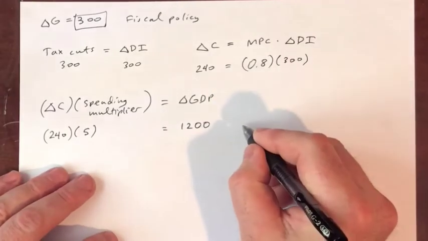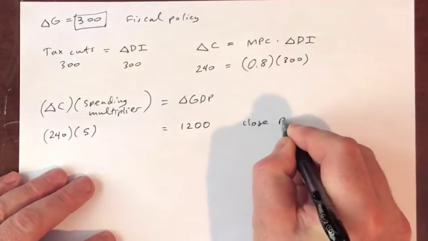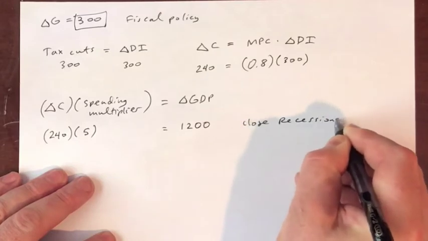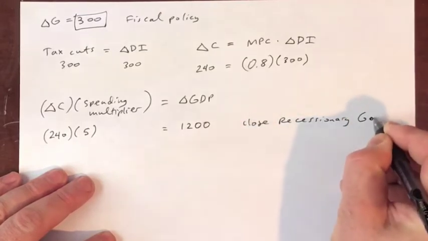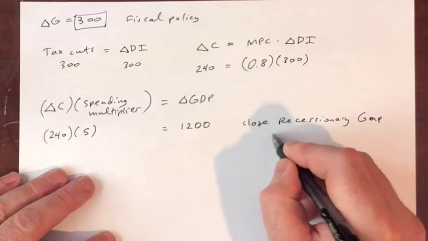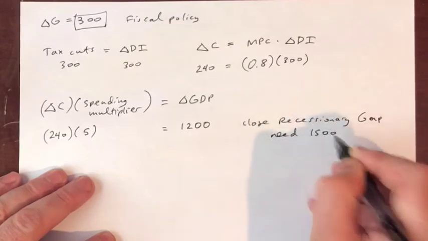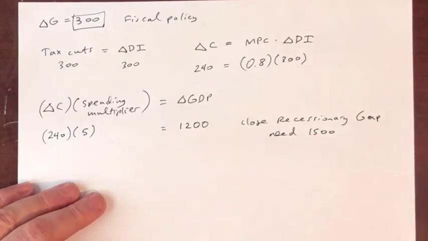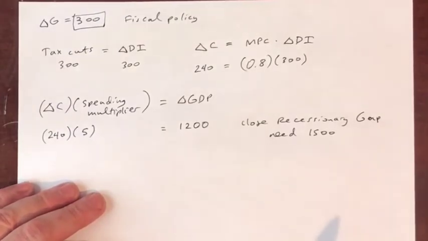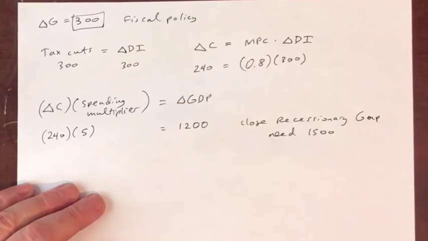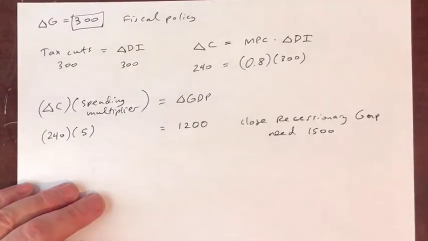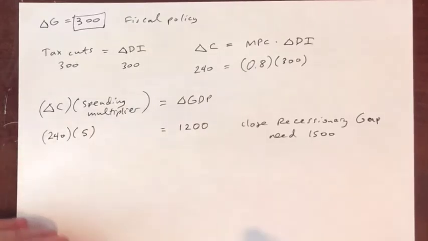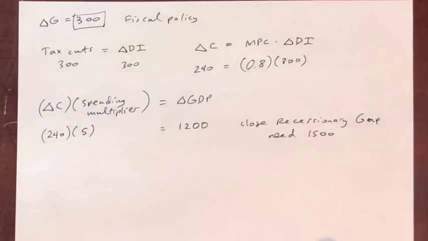But remember, in order to close that recessionary gap, what we need is 1,500. So 1,200, definitely very solid, good effort. But it doesn't take us all the way, right? In order to do that, we would need to cut taxes more than that. So in order to see exactly how much we would have to cut taxes, well, we have to work backwards again, right?